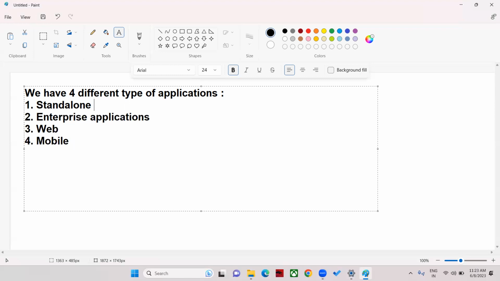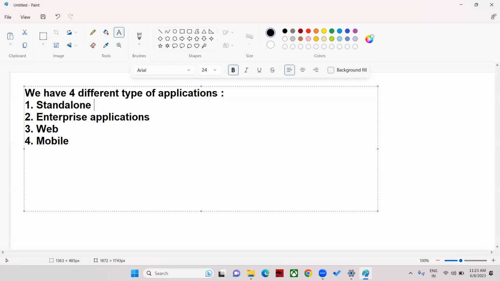What do you exactly think? What is standalone application? Standalone application అంటే ఎవరికైనా ఐడియా ఉందా? ఎప్పుడైనా విన్నారా మాట? ఎప్పుడైనా విన్నావా చందు? No, sir. No. Just let me tell you.